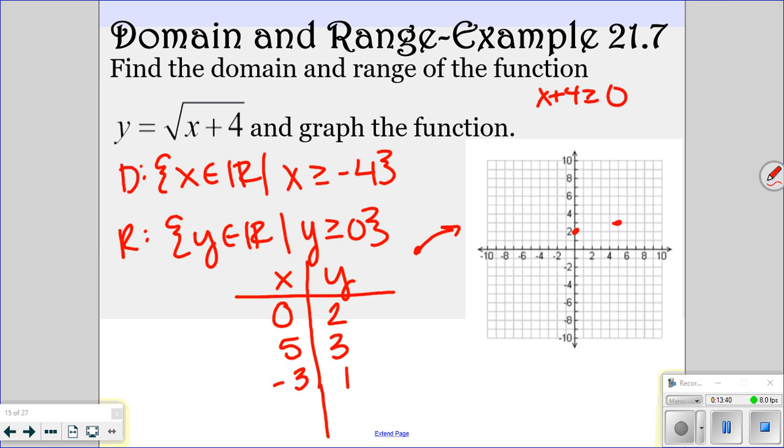So the square root of 1 would be 1. So -3, 1 would be a point. And then if I plug in -4, I would get 0. And so those would be the points that you can have. And so that would be the graph of your function. Okay, so that's how it works. We're going to look at one more, trying to find the domain and range.